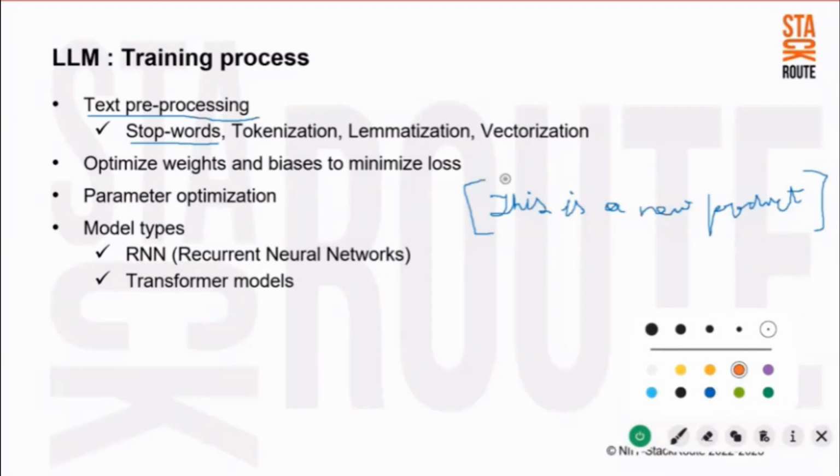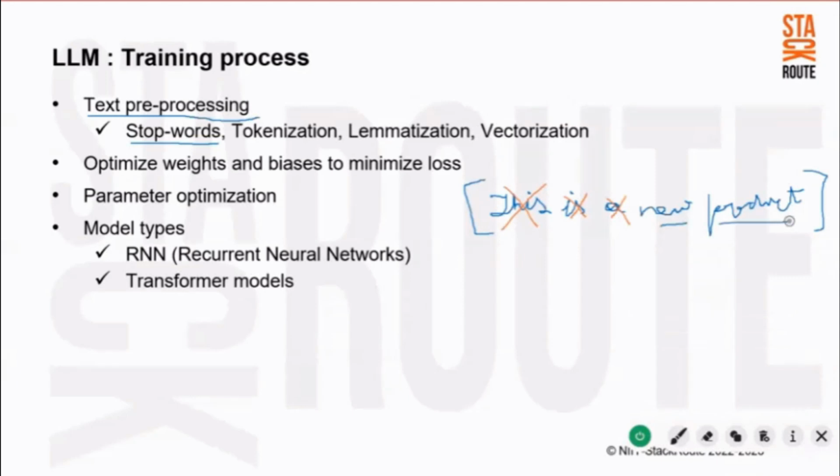What are the words that I can remove from this? This does not make any real meaning. Is does not make any real meaning. I can ignore them. So what is my sentence now? Out of the 5 words, it now has only 2 words: new and product. What is the advantage of doing this? I have reduced the dimension from 5 to 2, which is a significant reduction in the dimension. So this is called stop words.